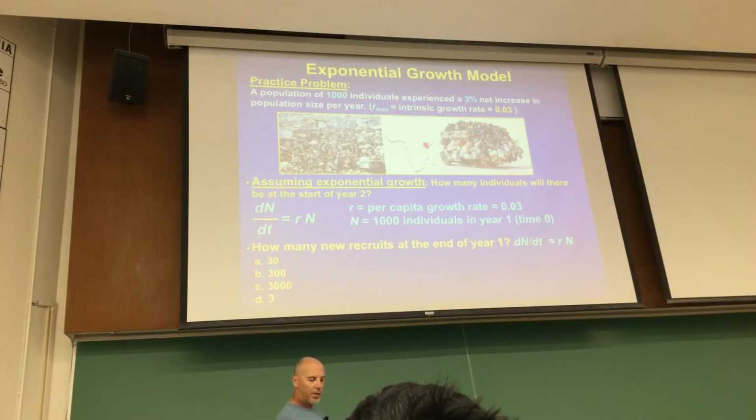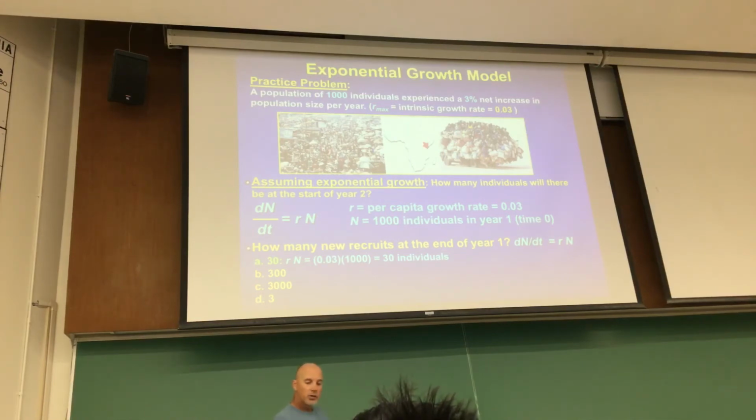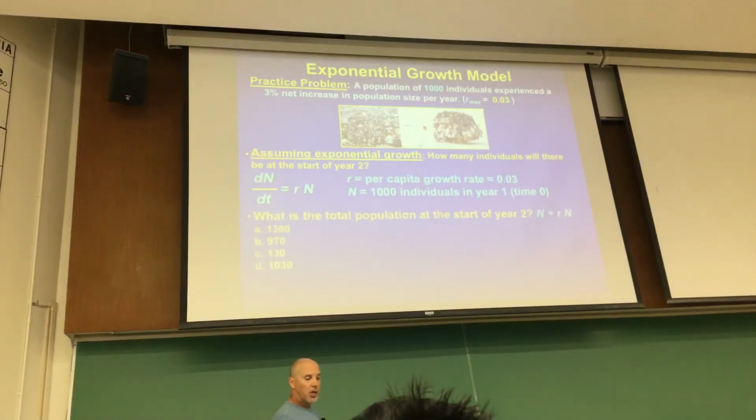So, is that the case? Yes, it is. So how do you do it? It's simply plug and play. At this point, Rn is equal to 0.3, which is R, right? 1,000, which is N, 30 individuals. Well, now you can answer the question. You had 30 new recruits, so finish it up for me. How was the whole population to start year 2?